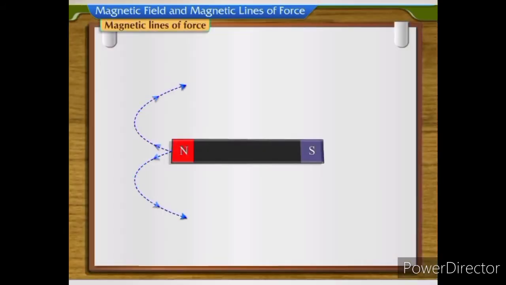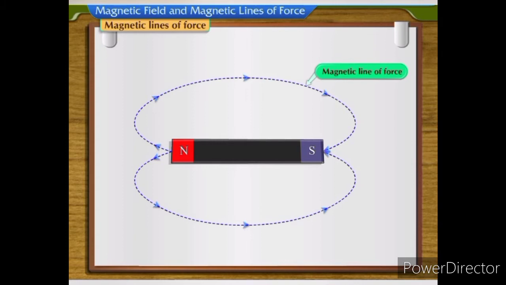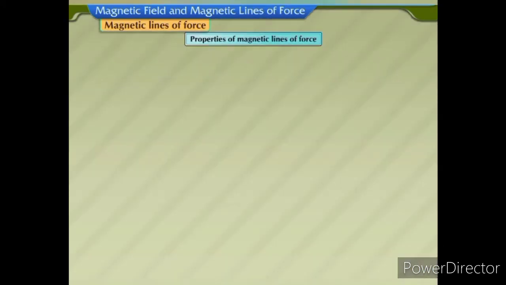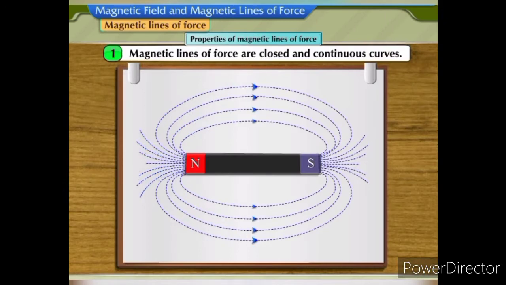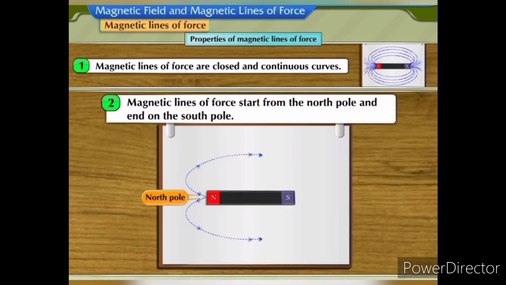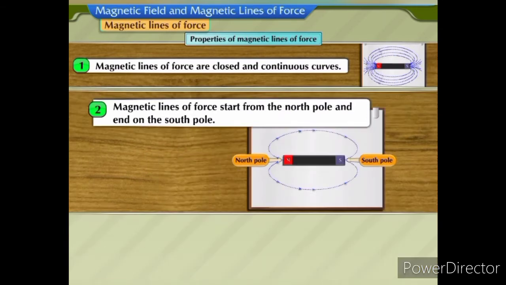Magnetic lines of force. The path along which the unit north pole moves in a magnetic field is called magnetic line of force or magnetic field line. Some of the properties of magnetic lines of force are: magnetic lines of force are closed and continuous curves. They start from north pole and end on the south pole.